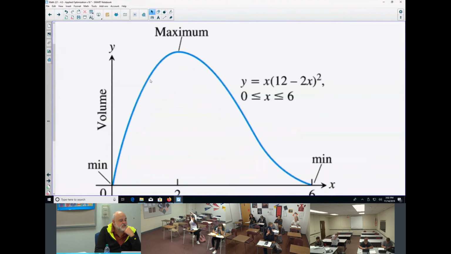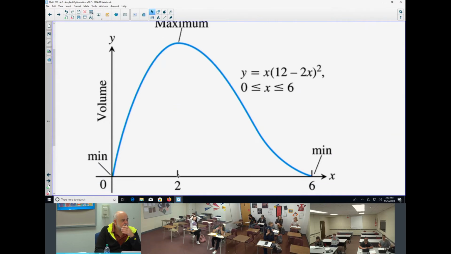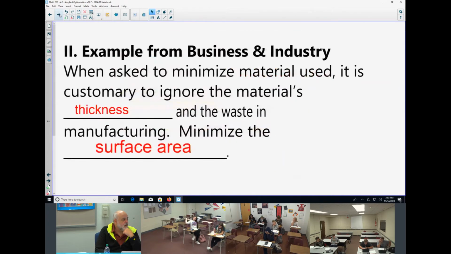So the idea is this. If I were to graph the volume function, when X is 2, that produces the maximum volume. When X is 6, that produces the minimum volume of 0. So when we optimize something, we're trying to maximize or minimize something, and it occurs when the derivative is 0 or undefined. Now, in these real life situations, usually it's when the derivative is 0. Okay. All right, so let's go through this.